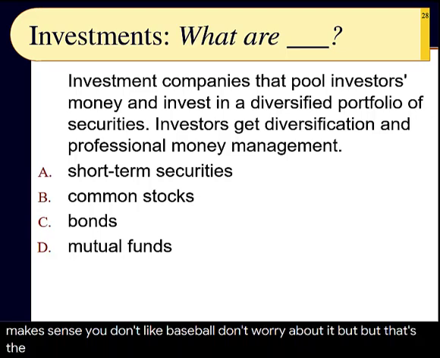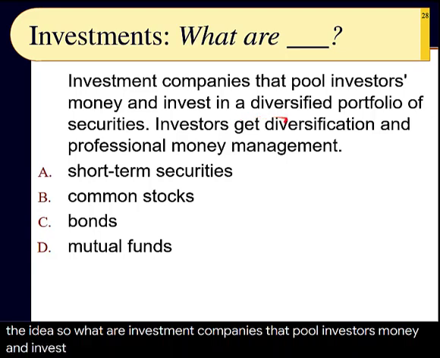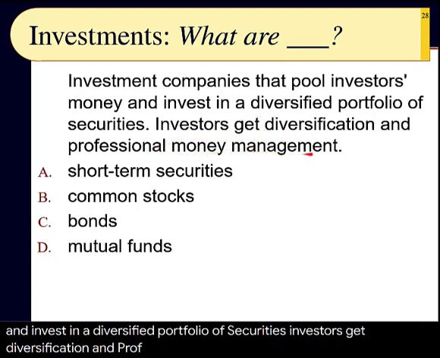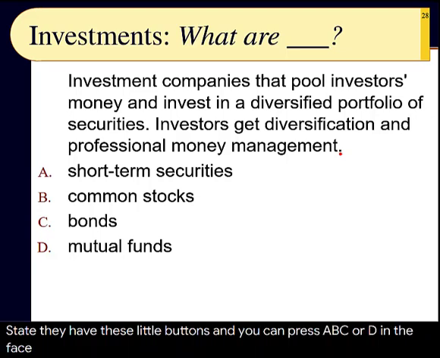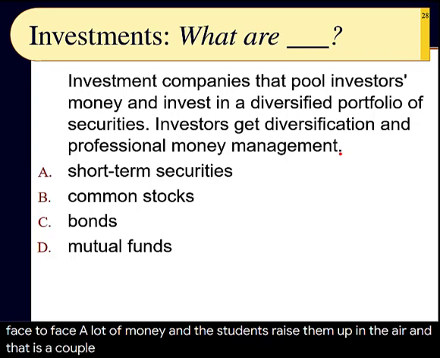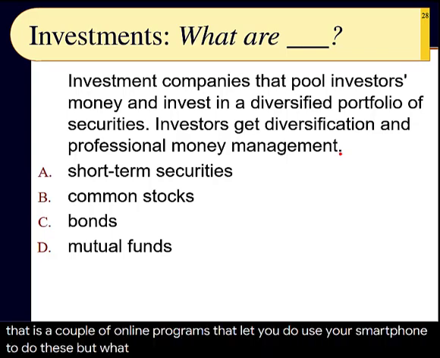But that's the idea. So what are investment companies that pool investors' money and invest in a diversified portfolio of securities? Investors get diversification and professional money management. Now at San Diego State, they have these little buttons that you press next to your seat, and you can press A, B, C, or D. In the face-to-face class, I hand out these little A, B, C, D cards because we don't have a whole lot of money, and the students raise them up in the air. And now there's a couple of online programs that let you use your smartphone to do these. But what is it? A, B, C, or D?